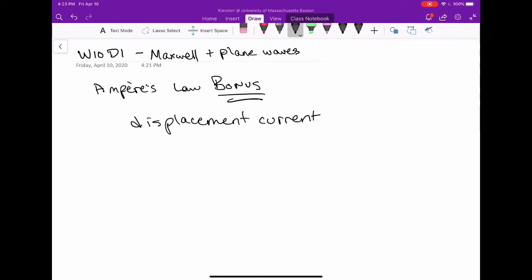Normally, Ampere's law, the way that you just learned it, was that the curl of H is equal to J. That's true if there's no time-varying stuff, but when there is time-varying stuff, we get an additional term. And that term is plus the time derivative of the electric flux density. This term is called the displacement current.